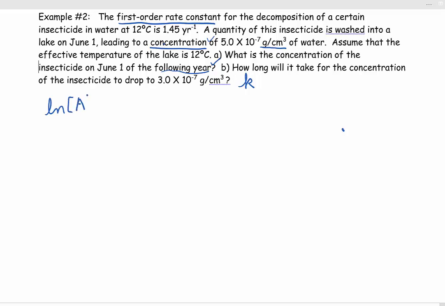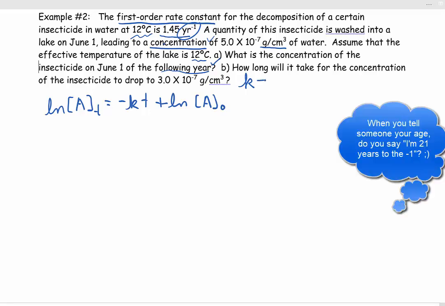All right, so let's take a look at what we know. We know we're going to use this integrated rate law. And what do we know? So 12 degrees, like I said, that's just letting you know that we have the rate constant measured at the right temperature. What is this value? 1.45 times year to the minus 1. Which one of these variables in the equation does that represent? If you said time, it makes sense that you would say that, but notice that it's years to the minus 1, so obviously that's 1 over years. That's inverse of time.